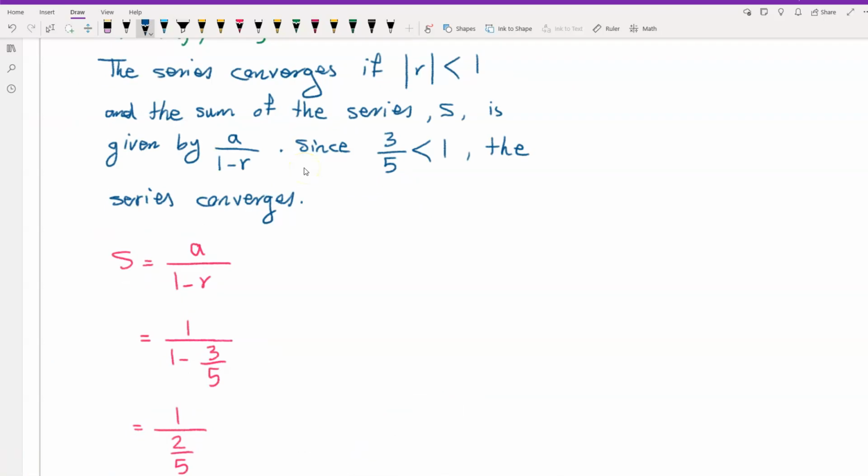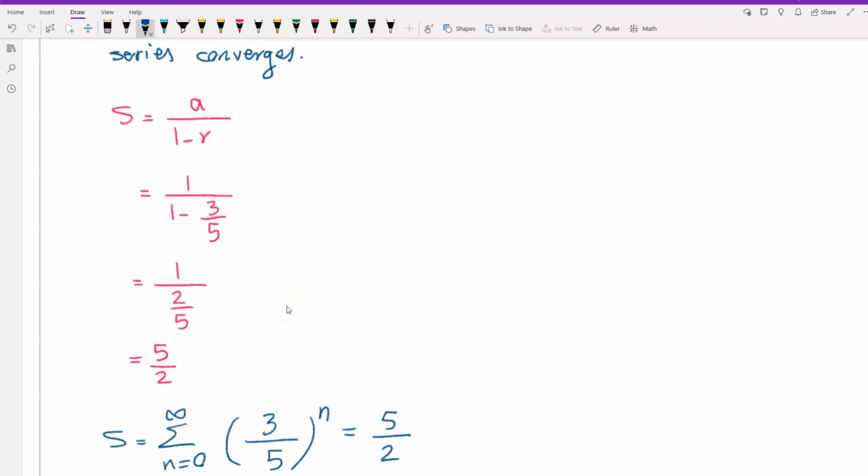So this series converges if the absolute value of r is less than 1, and the sum of the series s is given by a divided by 1 minus r. So what we have in this case, r is equal to 3 over 5, and 3 over 5 is less than 1. So the series converges, and finding the sum, s is equal to a over 1 minus r. A is 1, r is 3 over 5, so we have 1 over 1 minus 3 over 5. Simplify, the sum is equal to 5 over 2.